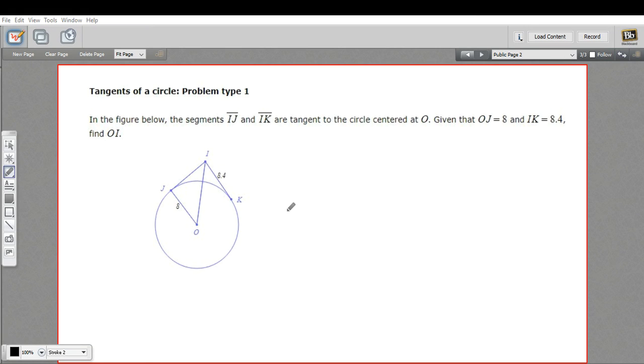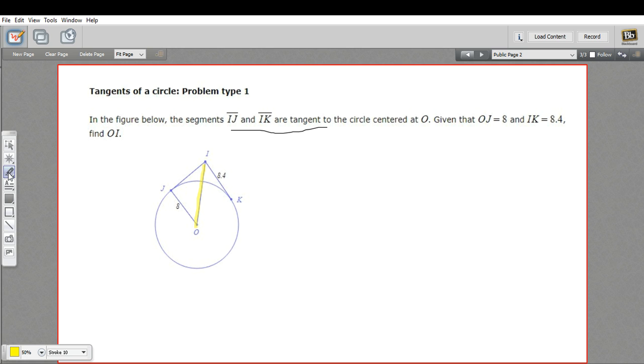In this problem, we have a circle, and we've got some information about some segments that are inside the circle, or maybe are tangent to the circle, or cut through the circle, and we've got to find some side lengths here. It says, in the figure below, segments IJ and IK are tangent to the circle, centered at O. Given that OJ equals 8 and IK equals 8.4, so those are on the figure labeled there, what is OI? So we want to find this segment right here.